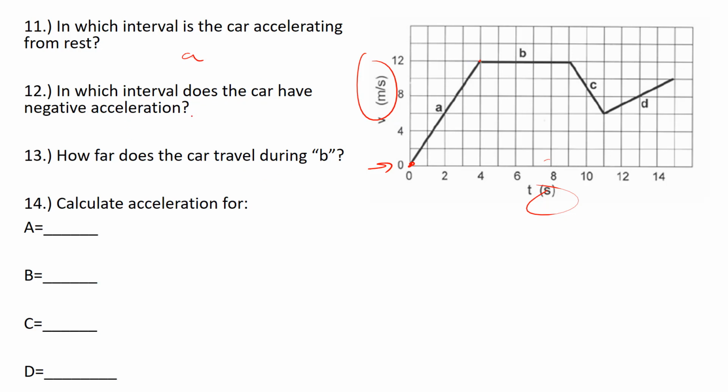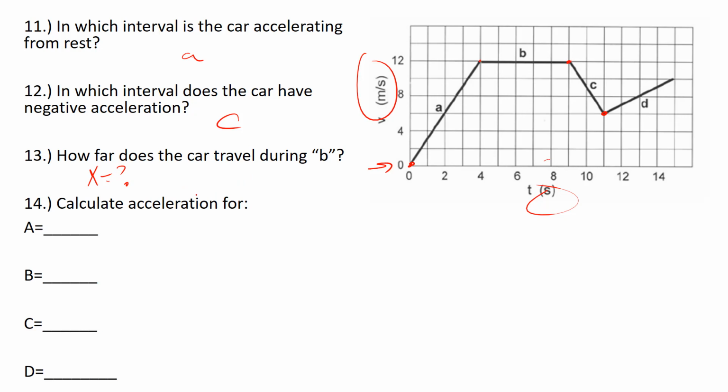Which interval does the car have negative acceleration? It's where I'm slowing down. I'm going from 12 meters per second to, it looks like 6 meters per second. And that's going to be interval C. How far does the car travel during B? Okay, so I have to do some math. How far does it travel? I'm going to use X.